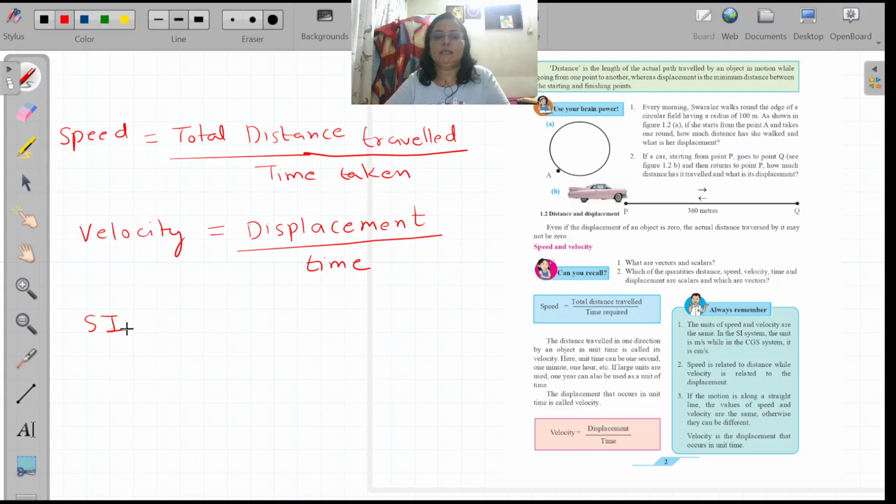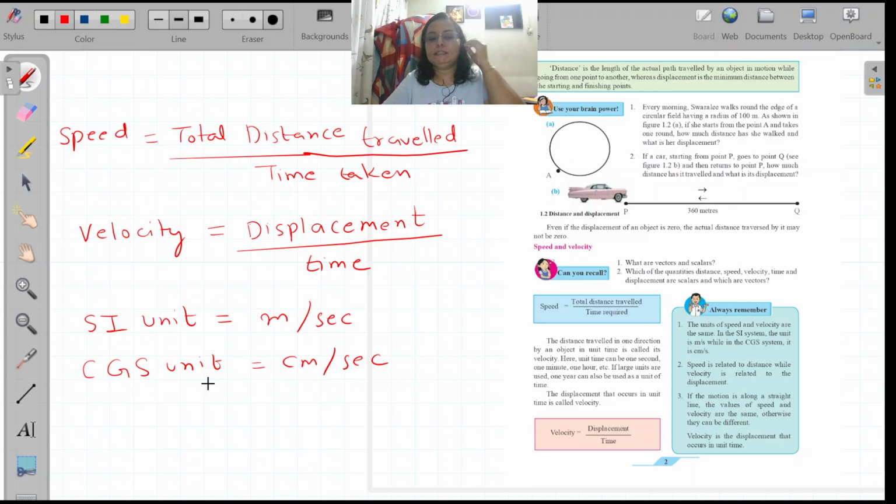What is the SI unit of speed and velocity? Meter per second, which is International System of Units. What is the CGS unit? Centimeter per second. See, distance travelled is also measured in meters and displacement is also measured in meters. So both have same units, meter per second, and in CGS, centimeter per second. The CGS system is used in some specialized branches of physics, whereas globally we accept SI units.